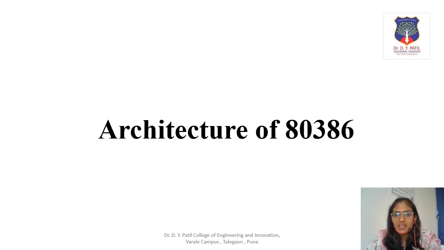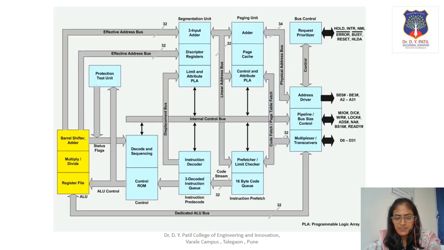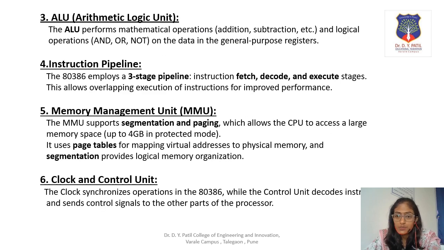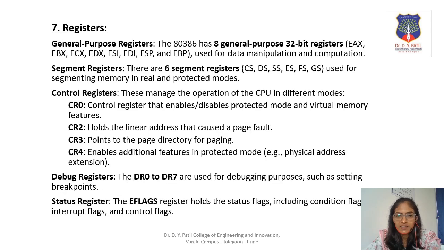Next, we will see the architecture of 80386. So here is the block diagram of the architecture. You can see it is made up of blocks like the bus interface unit, execution unit, ALU, that is arithmetic logic unit, instruction pipeline, memory management unit, clock and control unit, and registers. 8 general purpose 32-bit registers are used in this microprocessor.